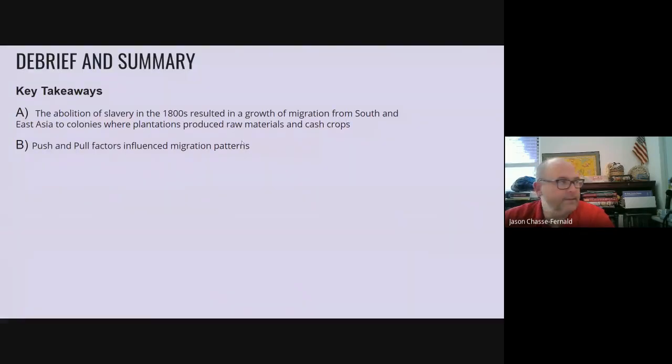All right, so debrief and summary, some key takeaways. The abolition of slavery is going to result in the growth of migration from South and East Asia to colonies where plantations produce raw materials and cash crops. This is where we're going to see these different categories of migrants. And then keep in mind push and pull factors that influence migration patterns.